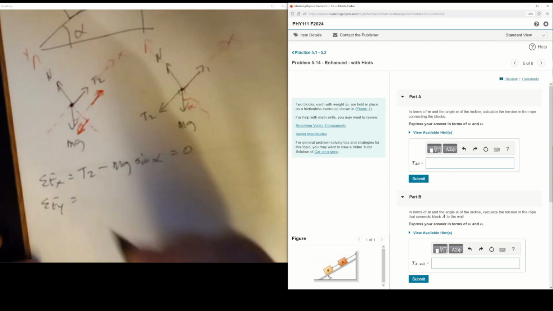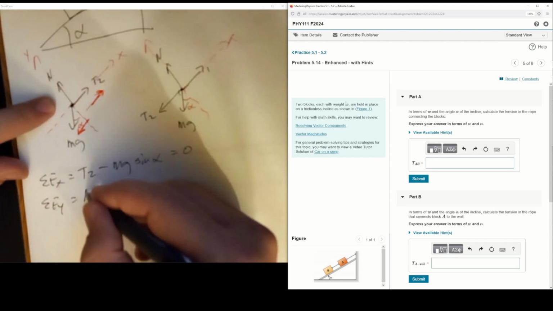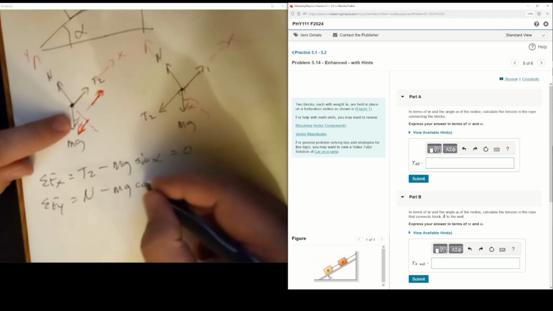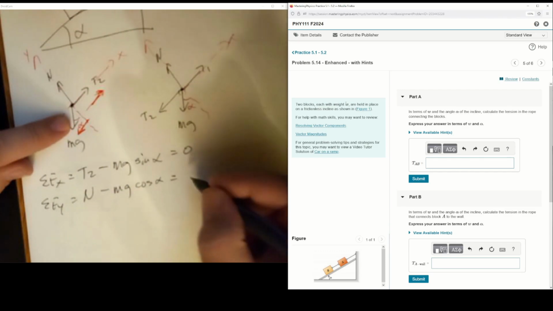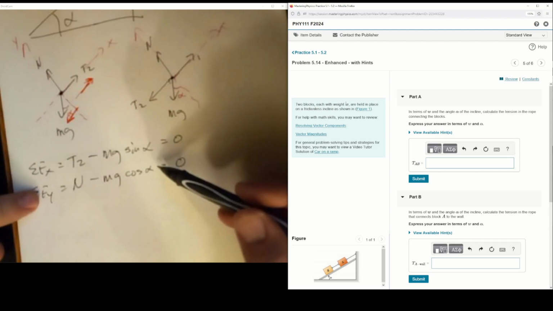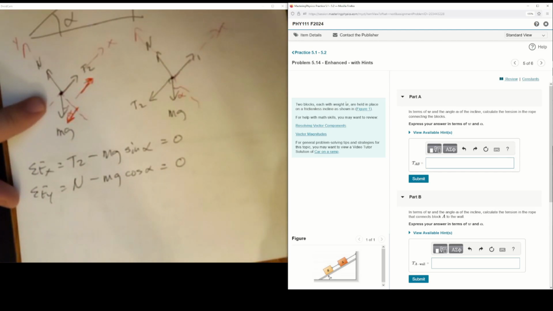If we sum the forces in the y direction, we have the normal force going up, and the other weight component, the adjacent leg, going down. Adjacent is cosine. Again, the block's not moving up or down the ramp, and so we know that equals 0. These are the sum of the forces for the left block.